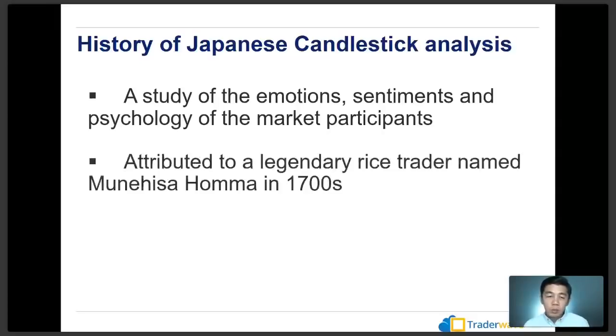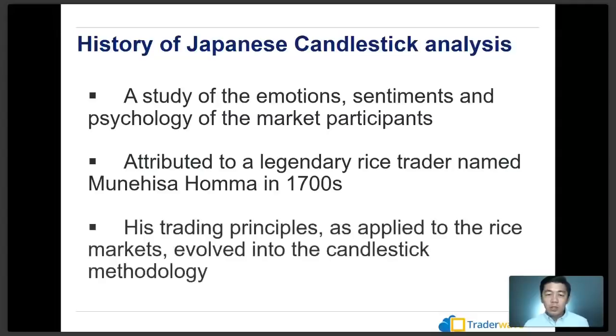And so Japanese candlestick was actually attributed to a legendary rice trader named Munehisa Homma back in the 1700s, centuries ago. In fact, his trading principles were applied to rice markets at that point in time, and it subsequently evolved into candlestick methodology. That's the reason why we often call it Japanese candlestick, because it originates from Japan through Homma, according to the attribution.